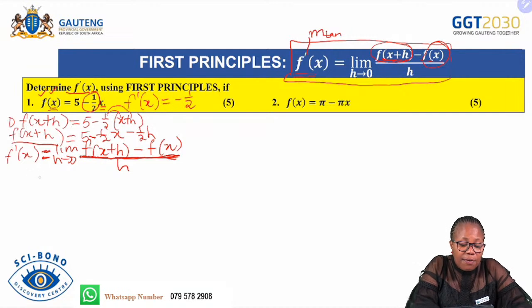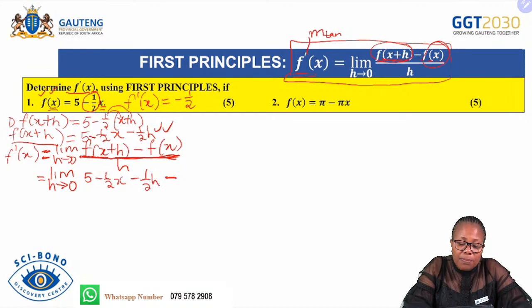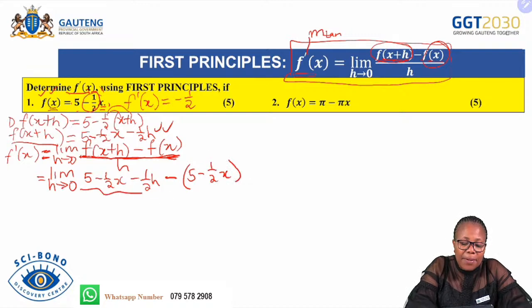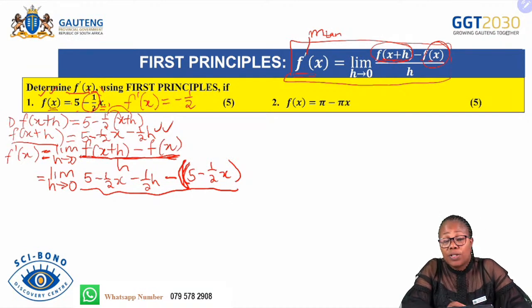Right. And then from here we can substitute. We continue writing the limit of h approaching 0. Substitute your f at x. We are taking the f at x from there, which is 5 minus half x minus half h. Minus. We put an important bracket there because we have two terms for f at x there. That is 5 minus half x. This bracket plays a major role, grade 12. Ensure that you have a bracket because this negative will affect both terms inside your bracket.